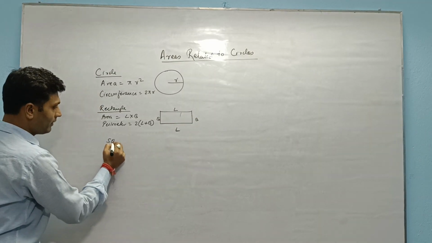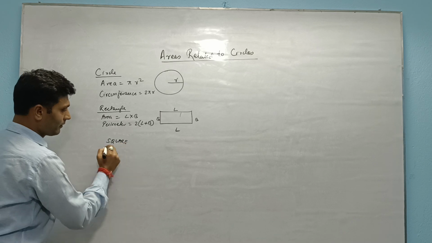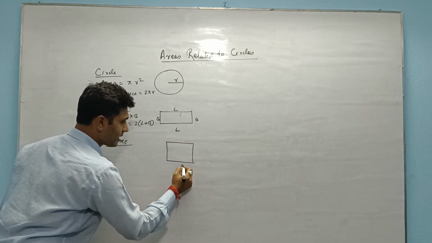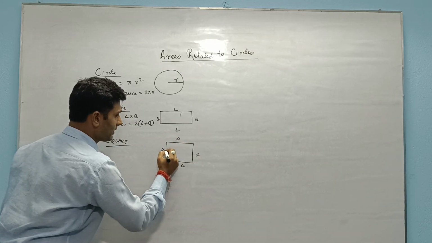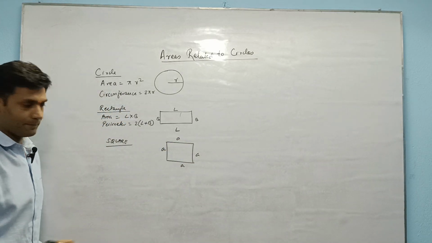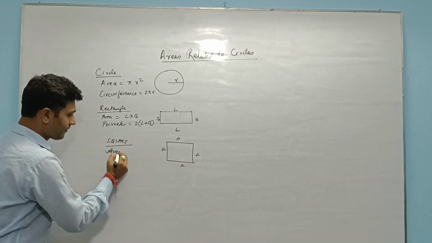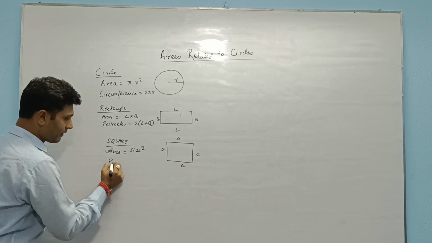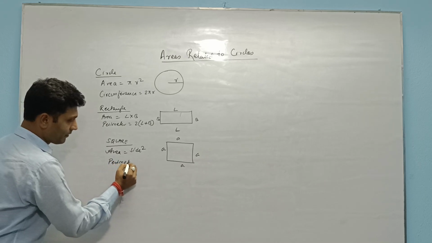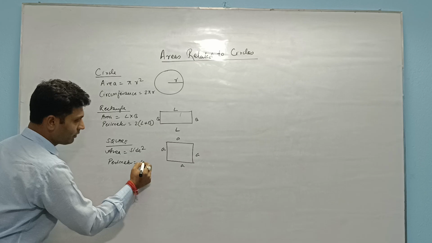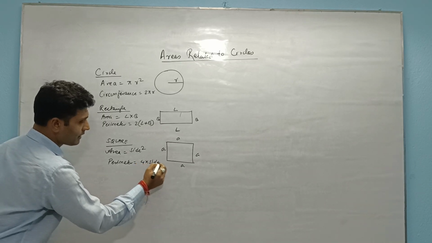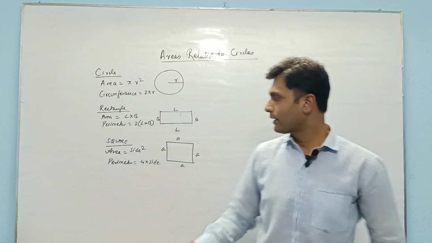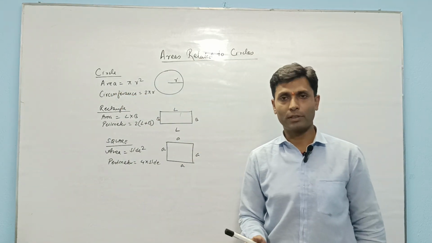Then comes square. Square, a quadrilateral with all the four sides equal. So let us mark the sides of the square as A. So what is the area? Area is equal to side square, and perimeter is equal to 4 into side, right? Perimeter is equal to 4 into sides because the length of all the sides are equal.